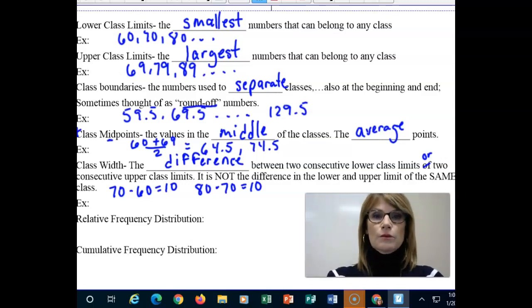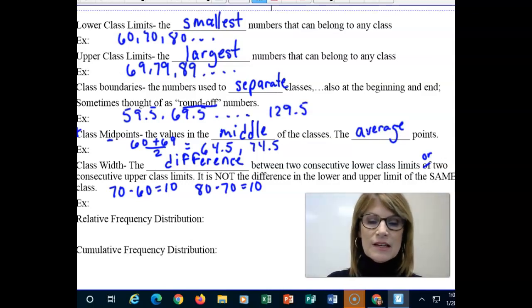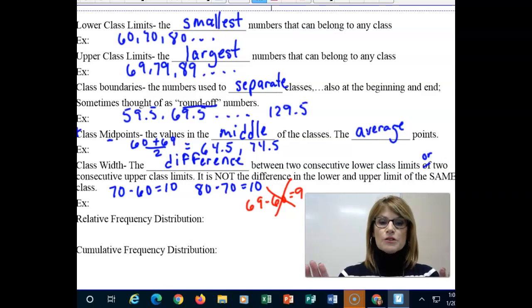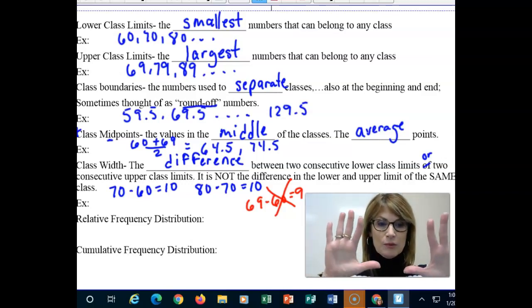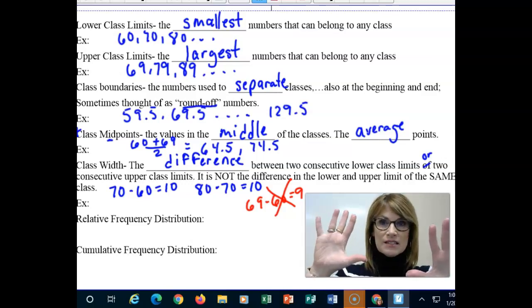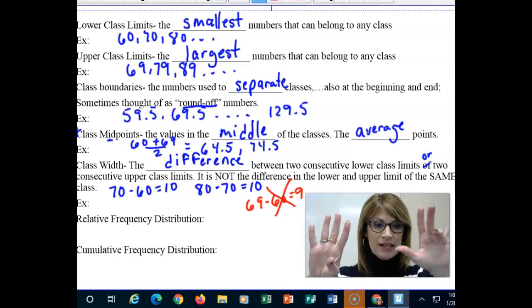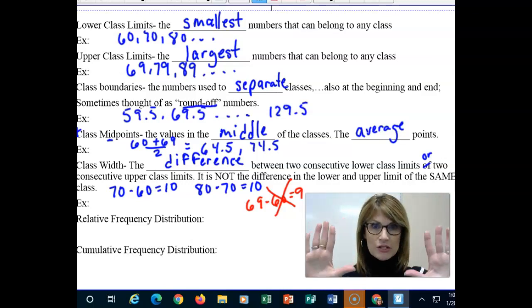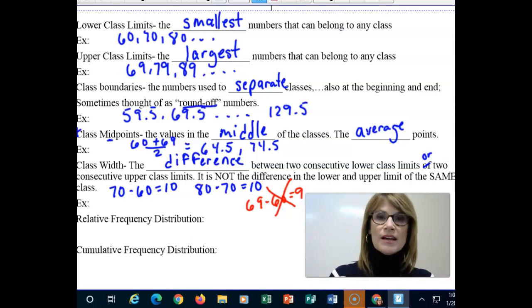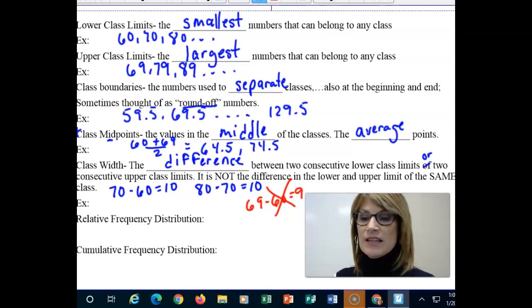What you can't do is this. You can't say 69 minus 60 is 9. So can't do that, because between 60 and 69, count with me, 60 to 69, 60, 61, 2, 3, 4, 5, 6, 7, 8, 9. There's 10 numbers in the class, and that's what class width is. How much is in your class? Okay, so brings us to two other types of frequency tables. We have relative frequency.